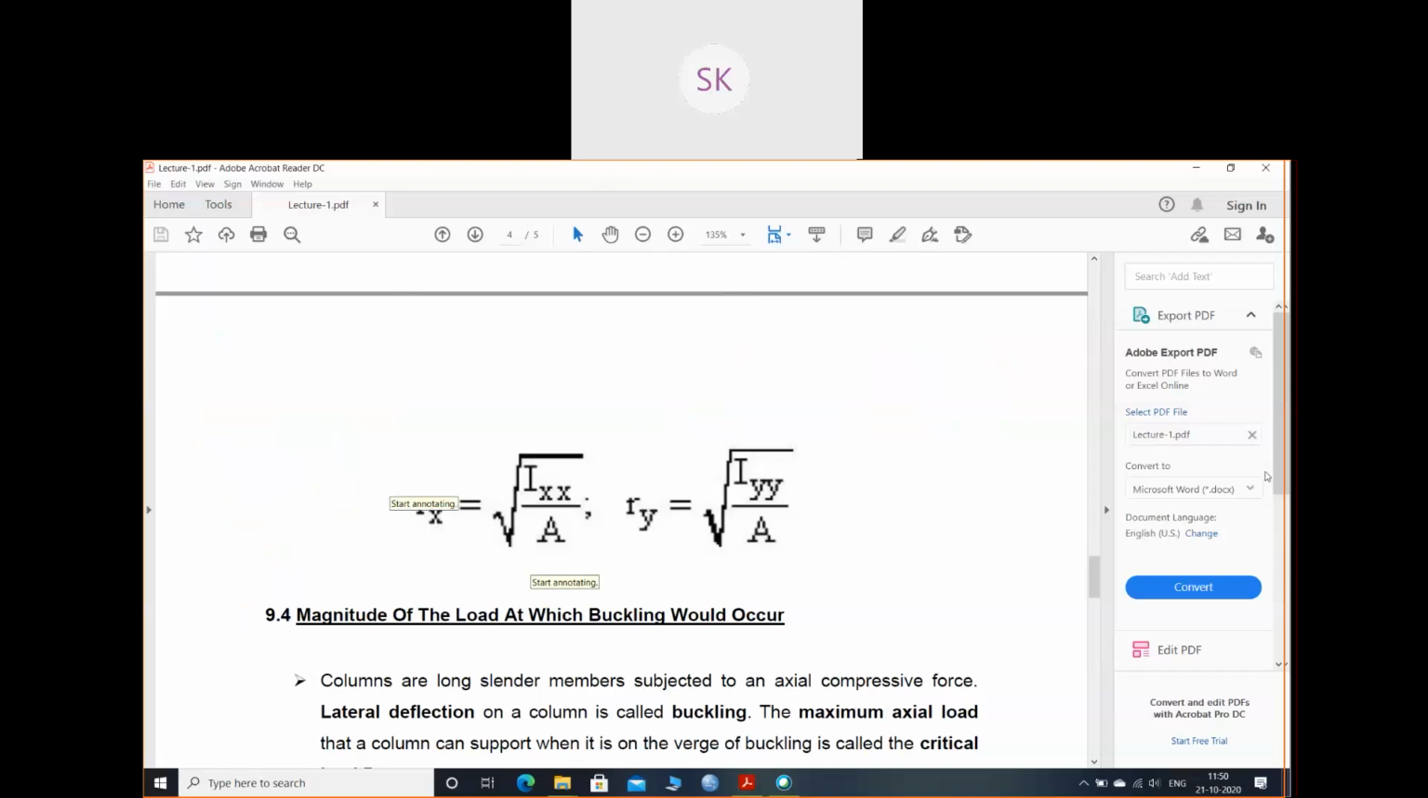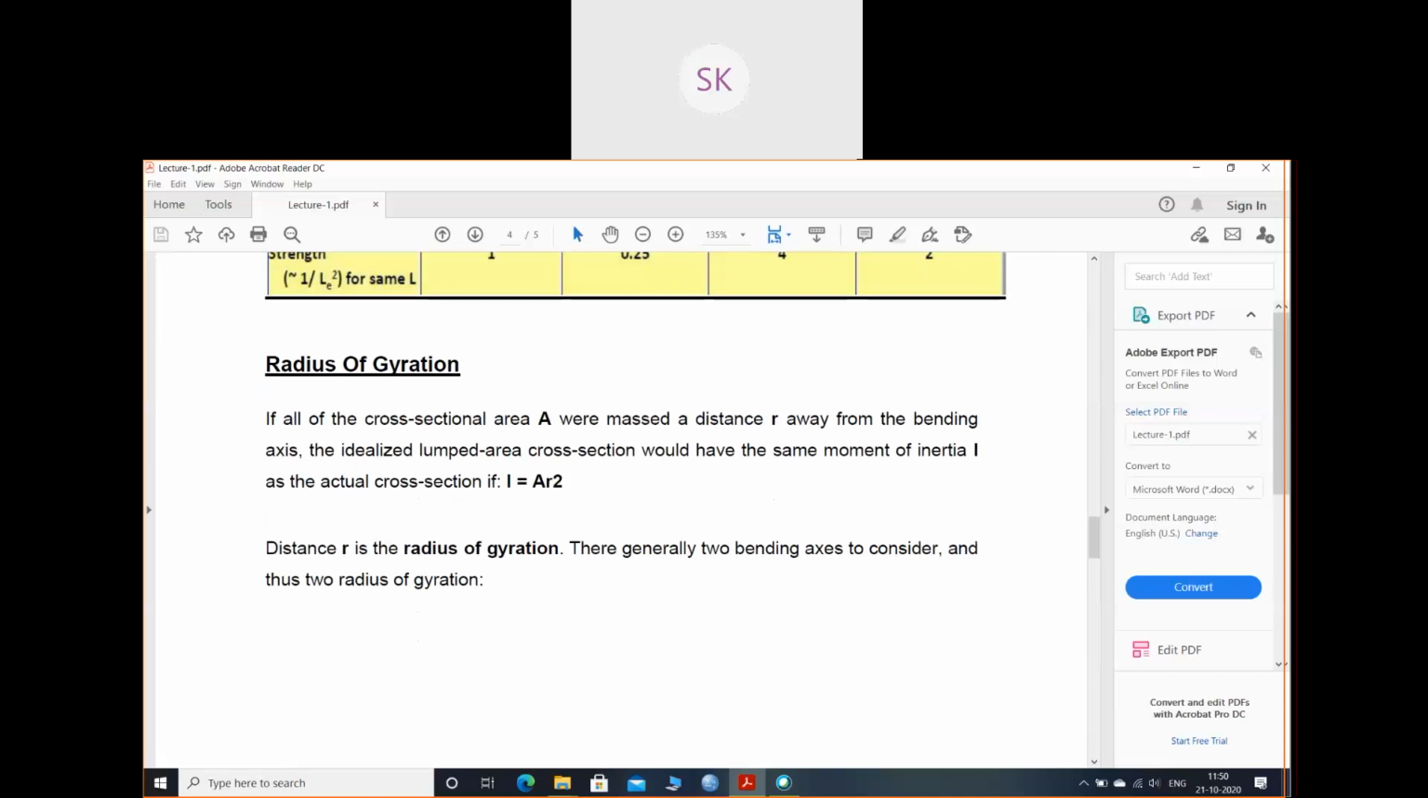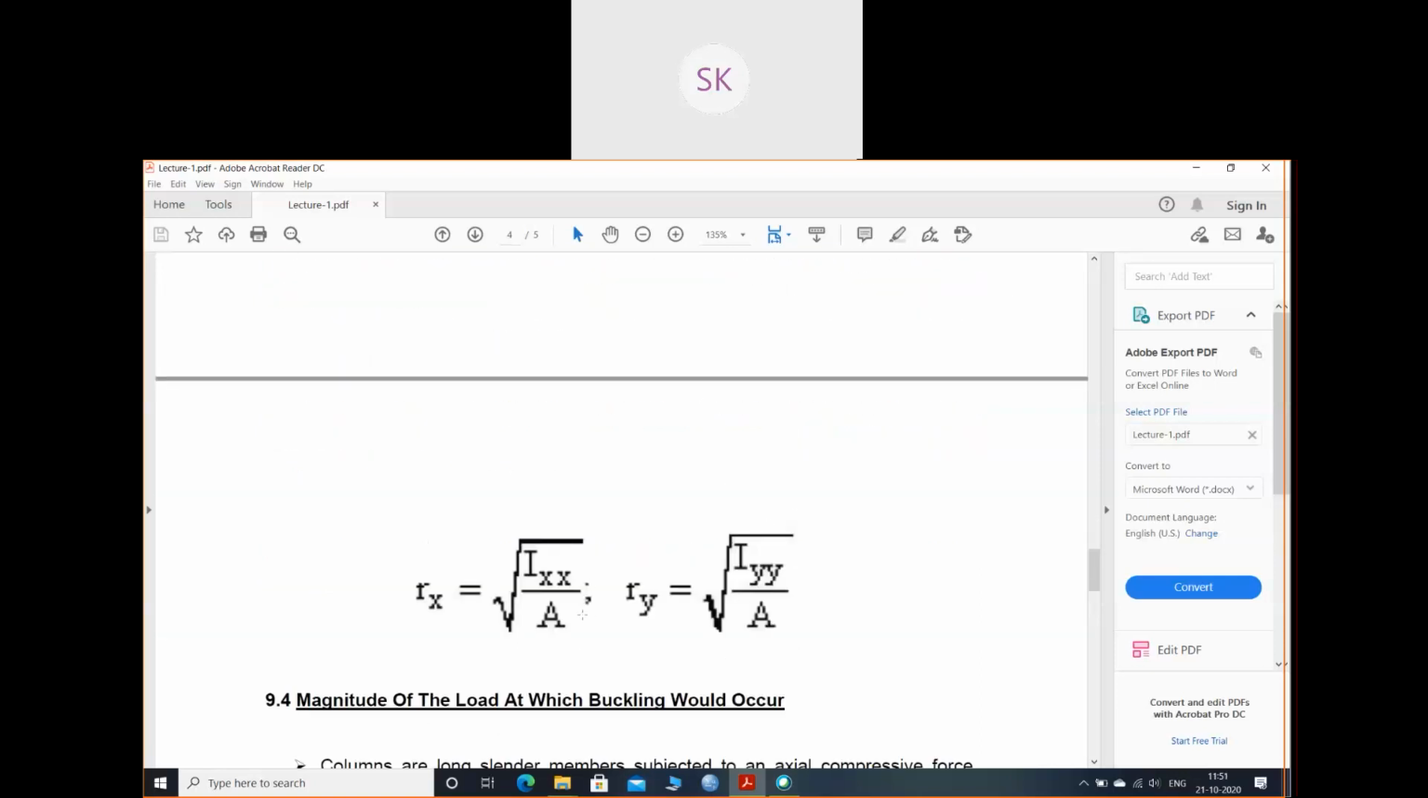So these are the radius of gyration. For X direction, it will be IXX. That means IXX means moment of inertia along the X axis. IYY means moment of inertia in YY direction. And what is radius of gyration? If all the cross-sectional area were massed a distance r away from the bending axis. So in every structure there will be a bending axis. The distance between that and the cross-sectional area where your CG is lying is called r. And it has a formula of root of I by A. I is nothing but moment of inertia of that beam. This is along the x-axis, this is along the y-y.